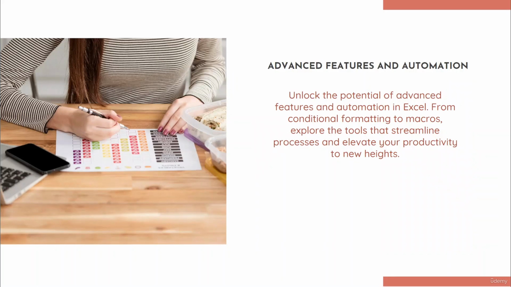And next over here we have the advanced features and automation. So over here we will unlock the potential of advanced features and automation in Excel. Okay, so from conditional formatting to macros, we'll explore the tools that streamline processes and elevate your productivity to new heights. In Excel we have macros as well, from where we can record a command and play that command later on.